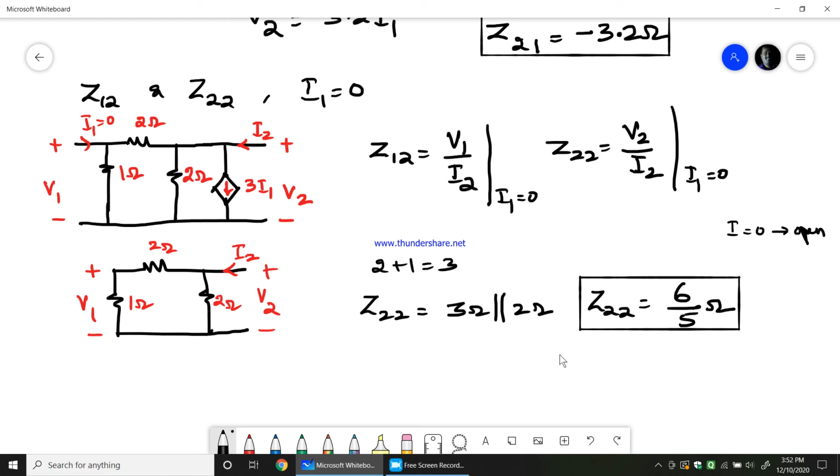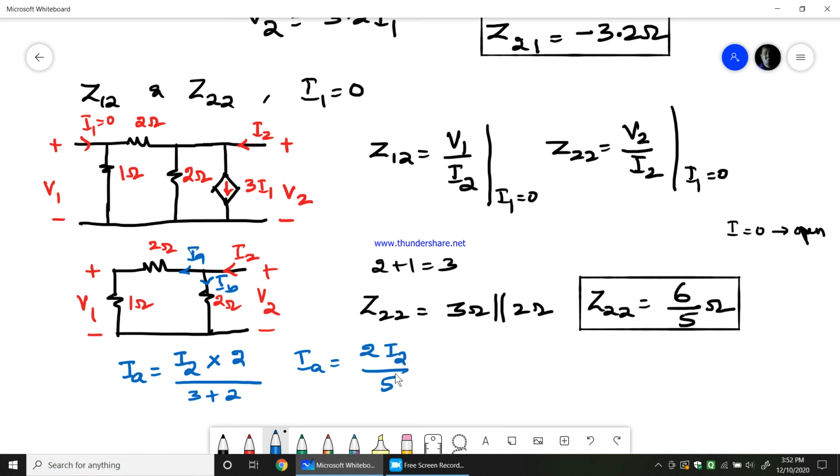Okay, so the next thing is Z12. How to find out Z12, V1 by I2? For that, the current division rule is what we can apply here. So this is IB and this is IA if I take. Therefore I would say IA would be equal to the total current I2 multiplied by the opposite resistance, 2, divided by the summation of the resistance, 3 plus 2. So IA would be equal to 2 times I2 by 5.